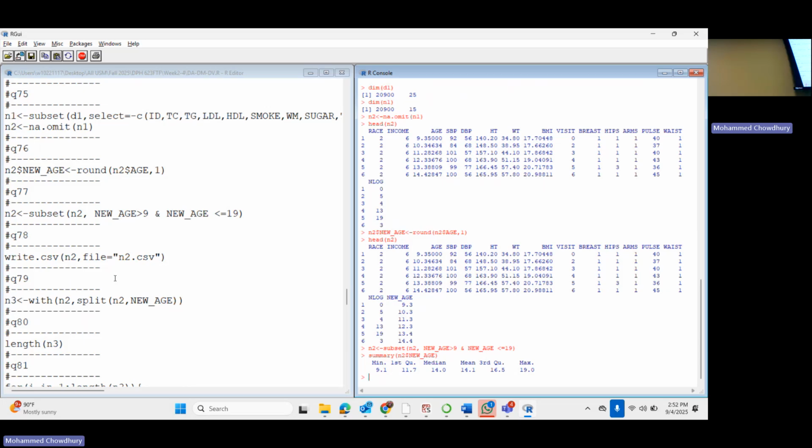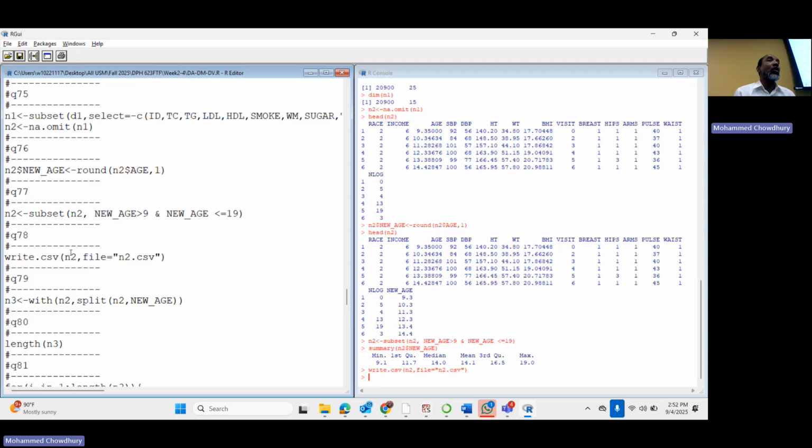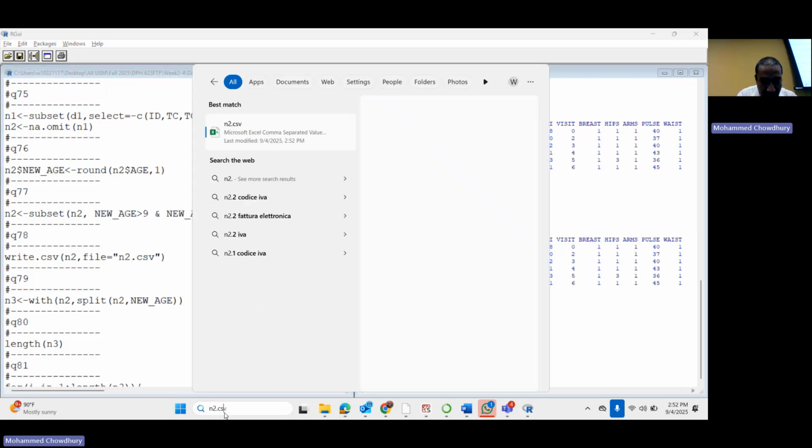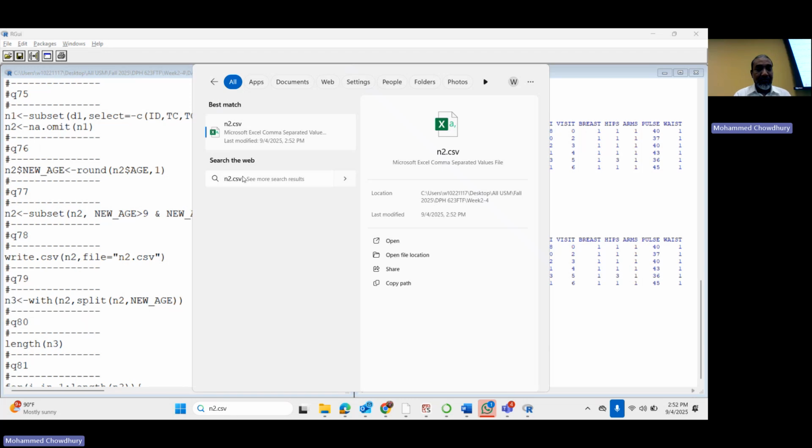In order to give that data, I have to run this. See, write.csv, N2, file N2.csv. If I run this, the data is gone. Where? To my directory. You remember the directory that I declared? Now, if you search here for N2.csv, right? If I write here N2.csv, are you seeing N2.csv?